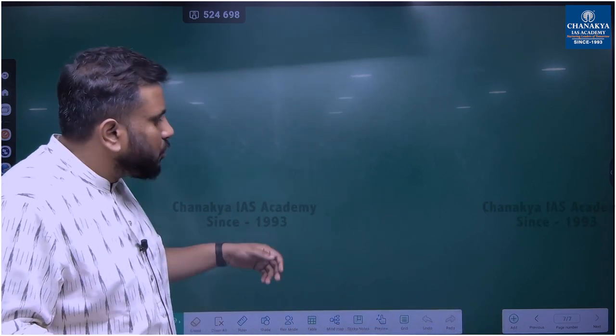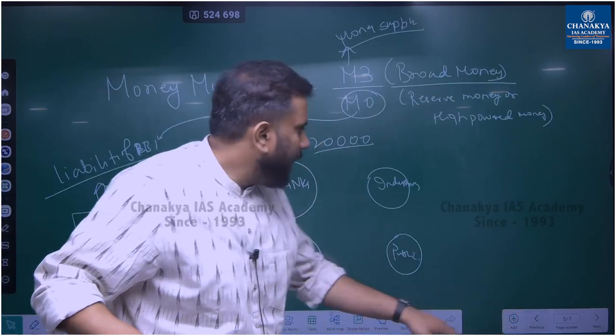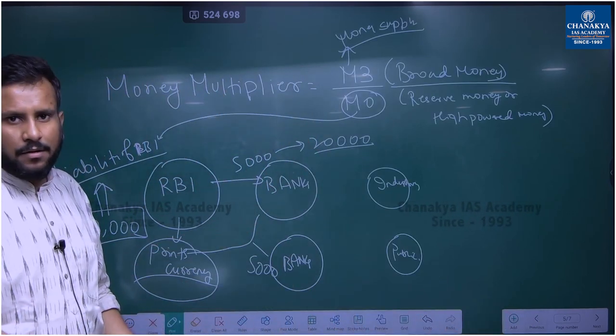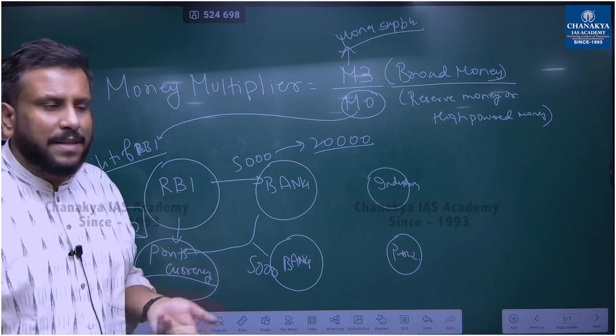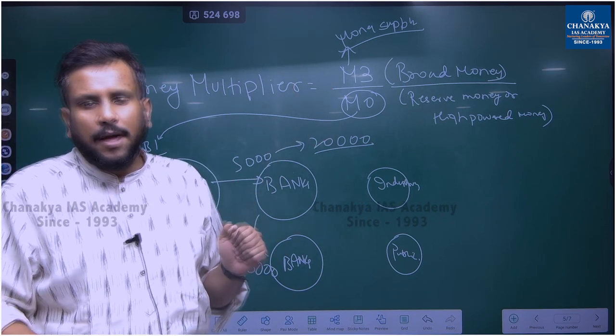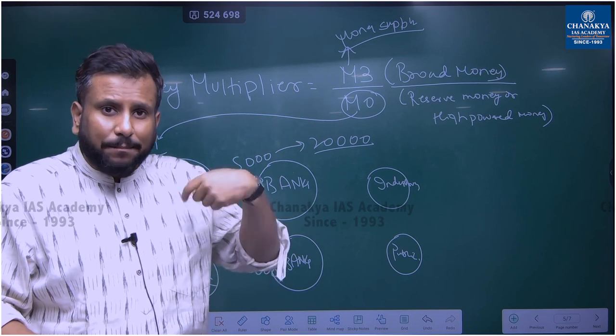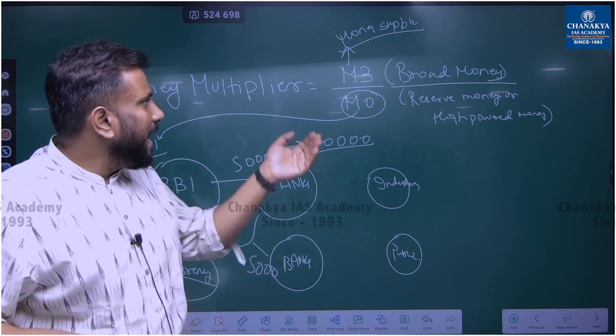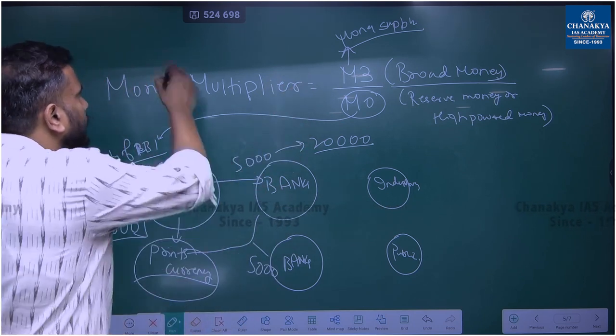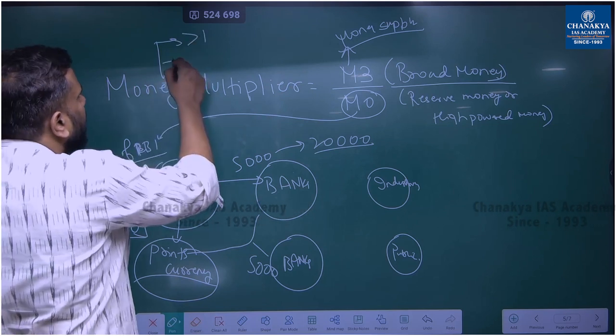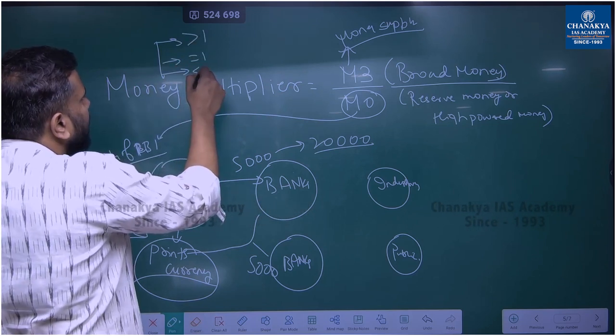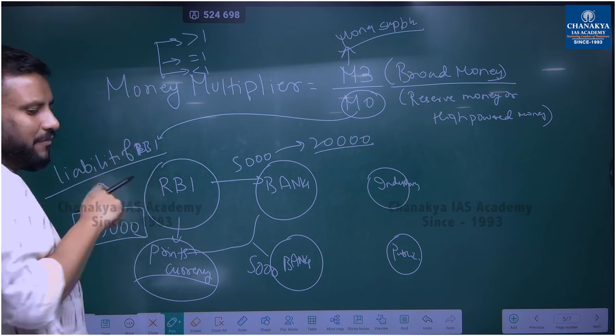So if the banks do not lend, then the money will not multiply. The M3 will be equal to M0. But if the banks multiply that money, then M3 by M0 will be greater than 1. So the money multiplier can be greater than 1. It can be equal to 1. It can be less than 1.